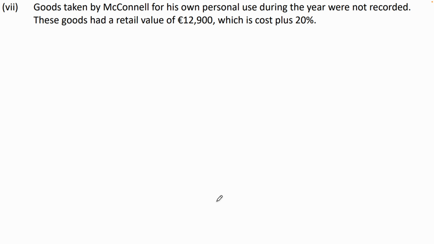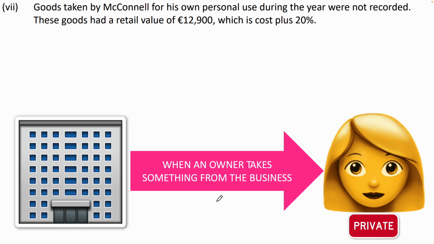Goods taken by McConnell for his own personal use during the year were not recorded. These goods had a retail value of 12,900, which is cost plus 20%. Okay, so this is a drawings adjustment. So drawings is when an owner takes something of value from the business, whether it be stock or whether the business pays for an expense on behalf of the owner or something like that.